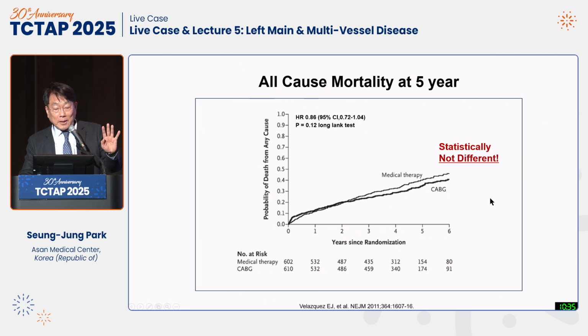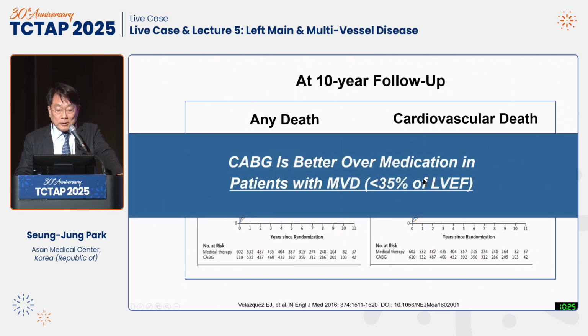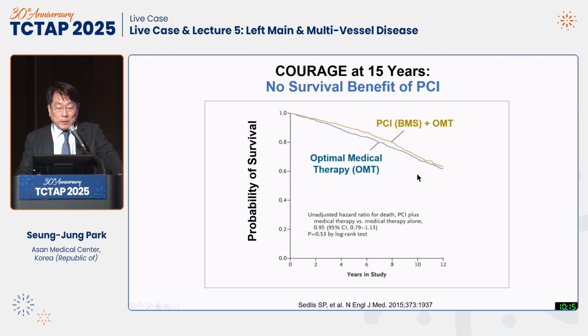The 5 years data first presented no statistical difference in terms of all deaths. In the 10 years data, the statistical difference is very big, and bypass surgery is clearly better than medication in patients with multivessel disease and ischemic cardiomyopathy, ejection fraction less than 35%. This is the old one.